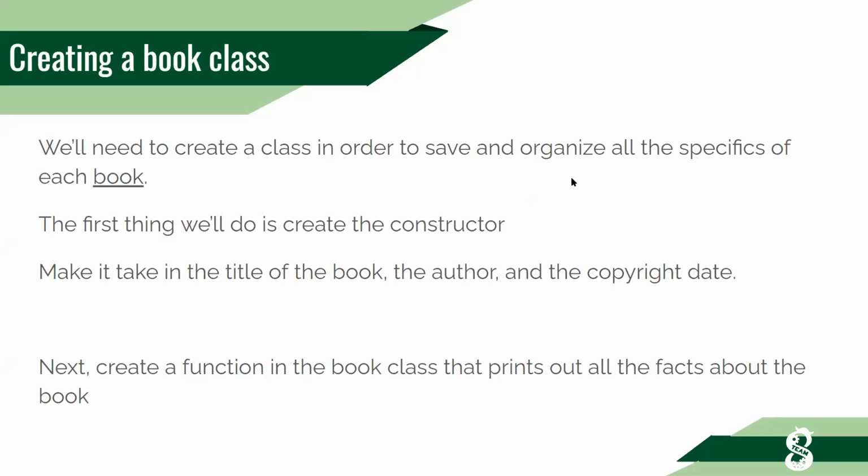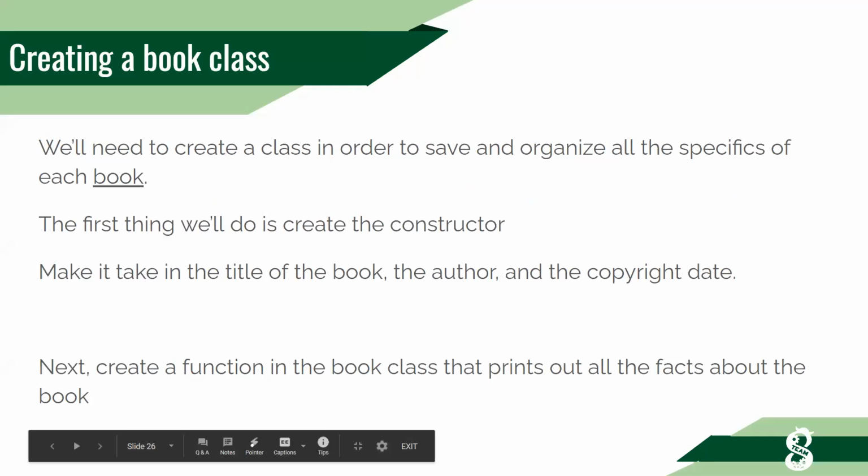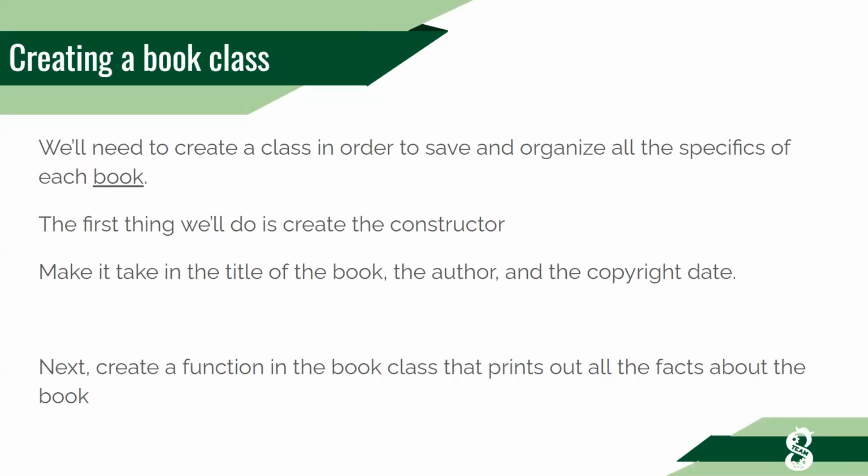Okay, so first, we're going to need to create a class in order to save and organize all the specifics of each book. So the first thing we'll do is create the constructor. Make it take in the title of the book, the author, and the copyright date. And then also make a function in the book class that prints out all the facts about the book. I'm going to give you guys 5 minutes to do that. So go ahead. If you need any help, message any one of us Paly Robotics people.